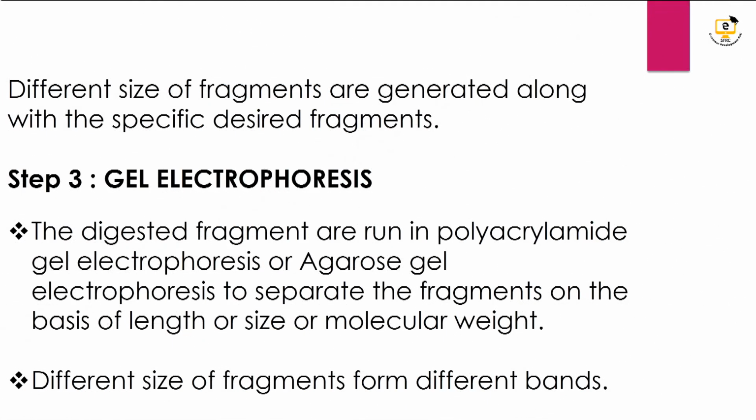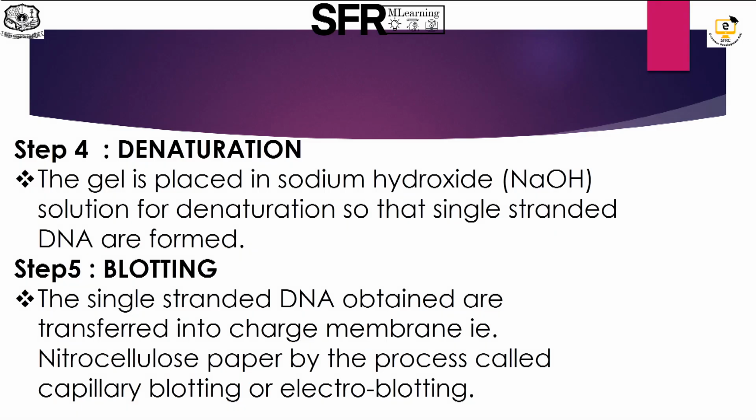The third step is gel electrophoresis. The digested fragments, or cut fragments, are run in polyacrylamide gel electrophoresis or agarose gel electrophoresis to separate the fragments on the basis of their length, size or molecular weight. Different sizes of fragments form different bands that can be seen at the visualization stage. The fourth step is denaturation. The gel is placed in sodium hydroxide solution for denaturation. During denaturation, the double-stranded DNA separates into single-stranded form.